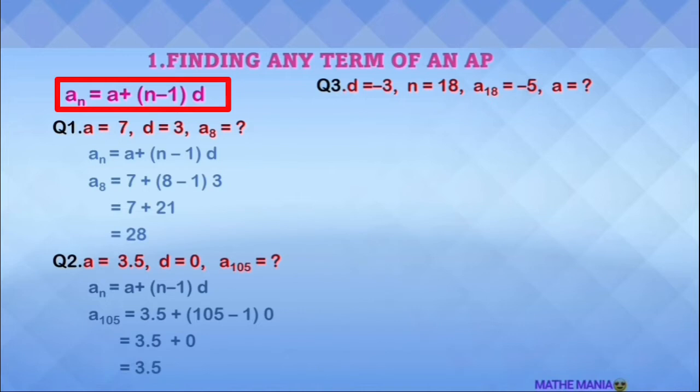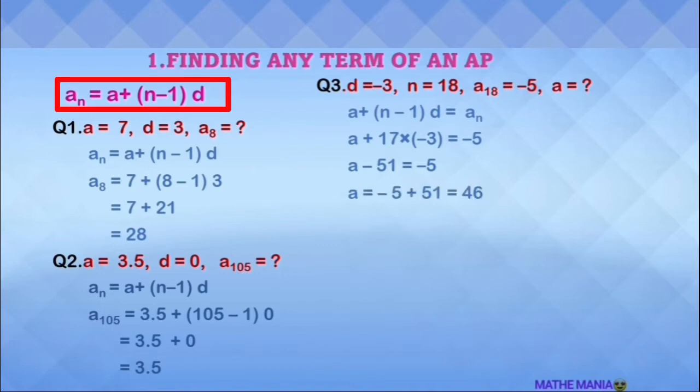So we get a plus n minus 1 d is equal to an. Another thing, you can directly write the value of n minus 1 while putting it in the formula. Like here, n is 18, so we can directly write 17 in place of n minus 1, because n minus 1 means 1 less. I have replaced the values, and on solving this we get a minus 51 is equal to minus 5, or a is equal to minus 5 plus 51 is equal to 46.